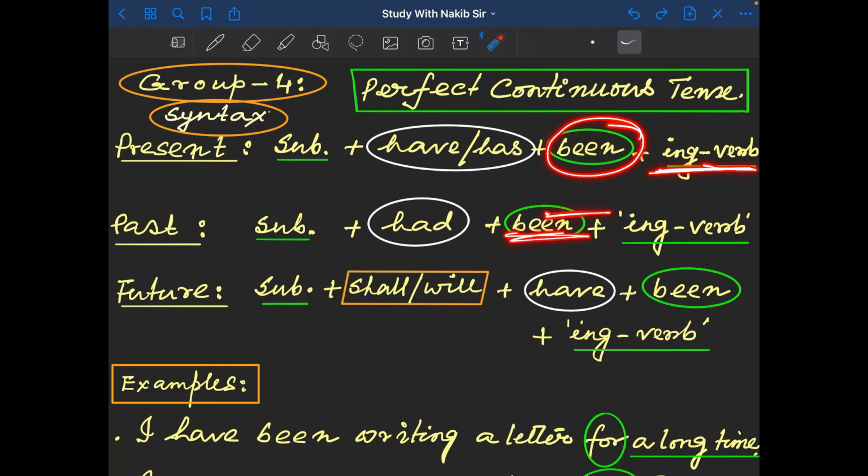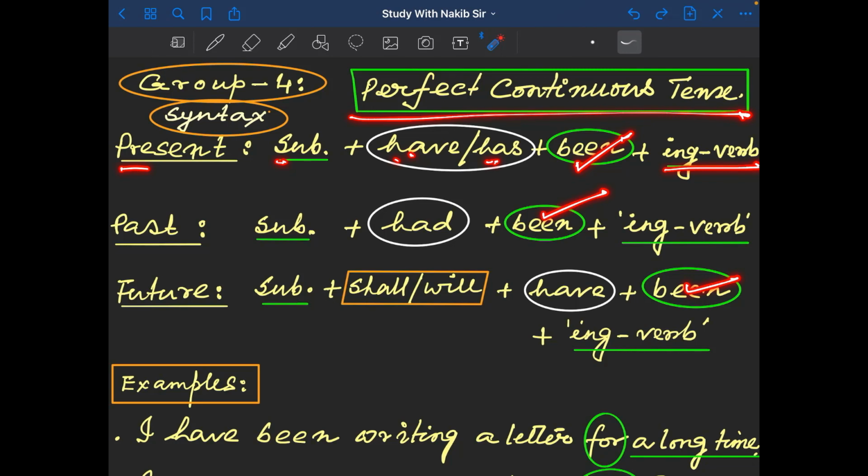Everywhere been, everywhere. So been will be everywhere before the ing form of the verb, and have or has, any form of the have verb, will be before the been. So the structure is have or has plus been plus ing form of the verb. Subject, then have or has, any form of the have verb, then been, which will be everywhere, present continuous tense, past continuous tense, and future continuous tense, whatever it may be. Been will be there in the syntax, in the structure of perfect continuous tense. So subject plus have or has plus been plus ing form of the verb.